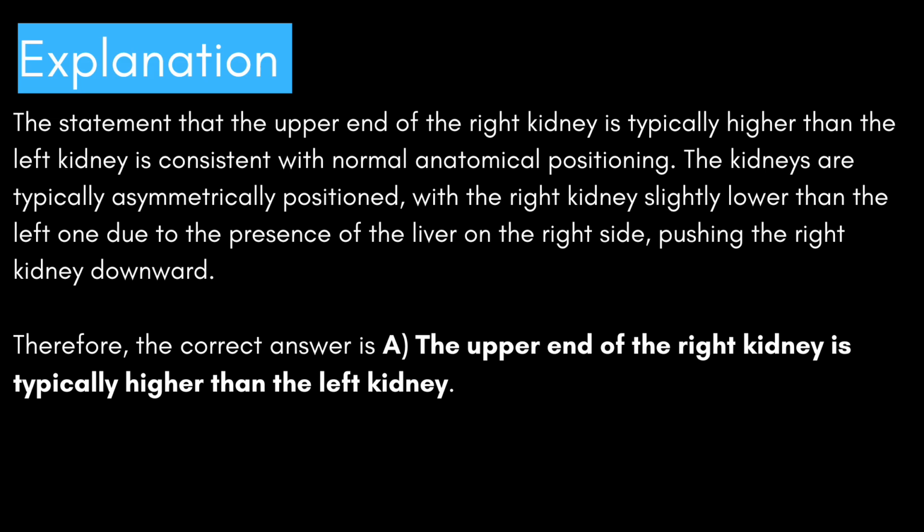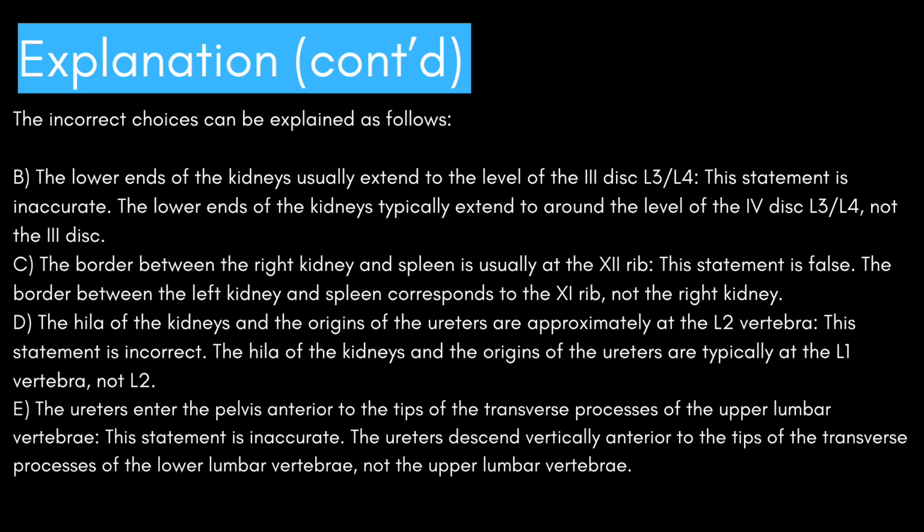All right, let's go ahead and see why the other answer choices are incorrect. The incorrect choices can be explained as follows. B. The lower ends of the kidneys usually extend to the level of the third disc, L3 to L4. This statement is inaccurate. The lower ends of the kidneys typically extend to around the level of the intervertebral disc, L3 to L4, not the third disc.